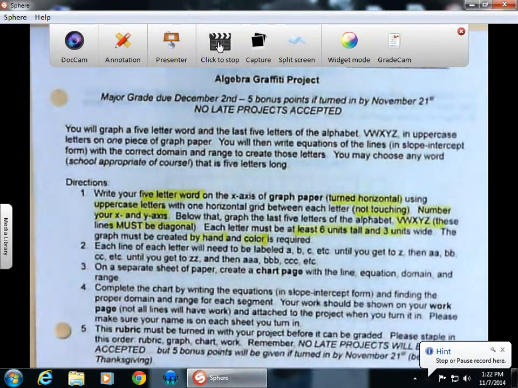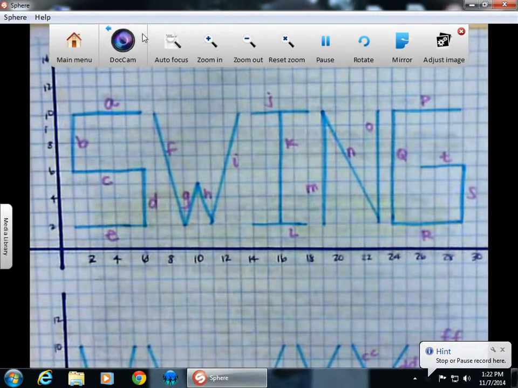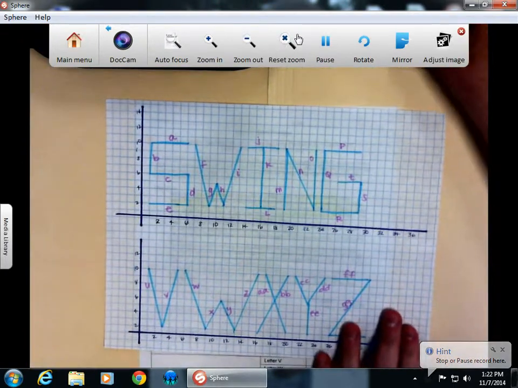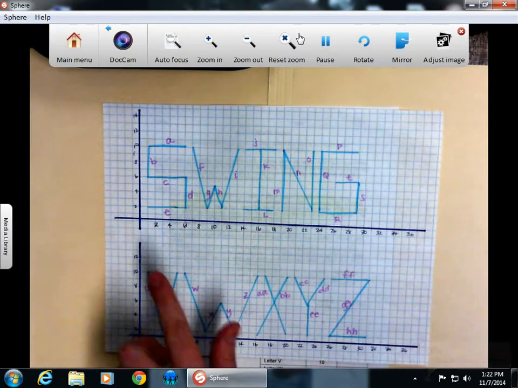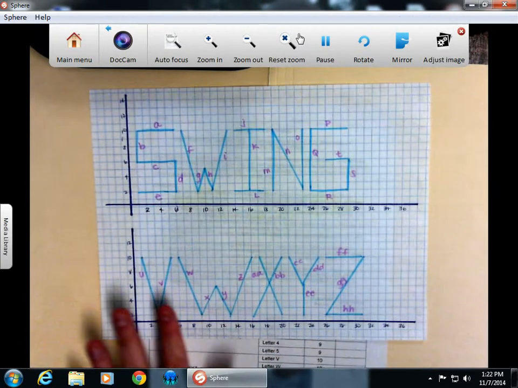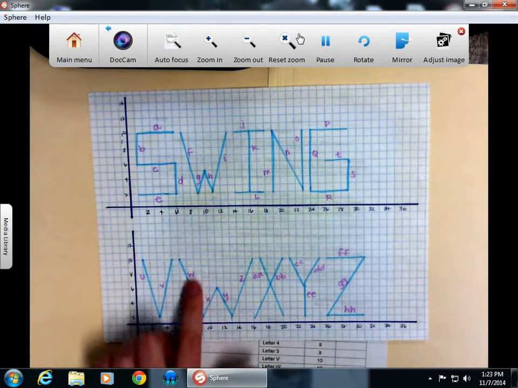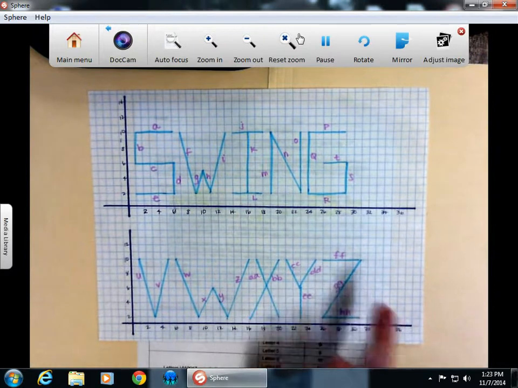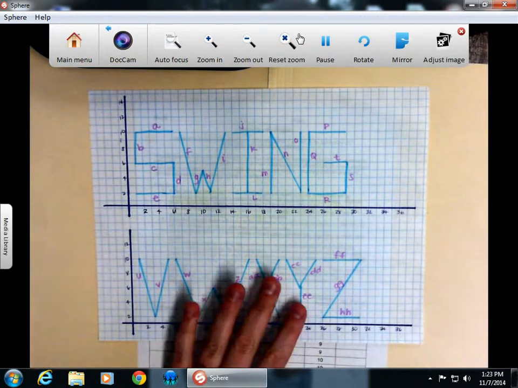So I just made one today. So here's my example. On this example, I have 2 coordinate planes, here and here, and then I have graphed my 5-letter word. I did swing on the top, and at the bottom I did V, W, X, Y, and Z. And you can see that all of my letters have diagonals in them. Do not make them box letters, they need to be diagonal. At the top you can have both.